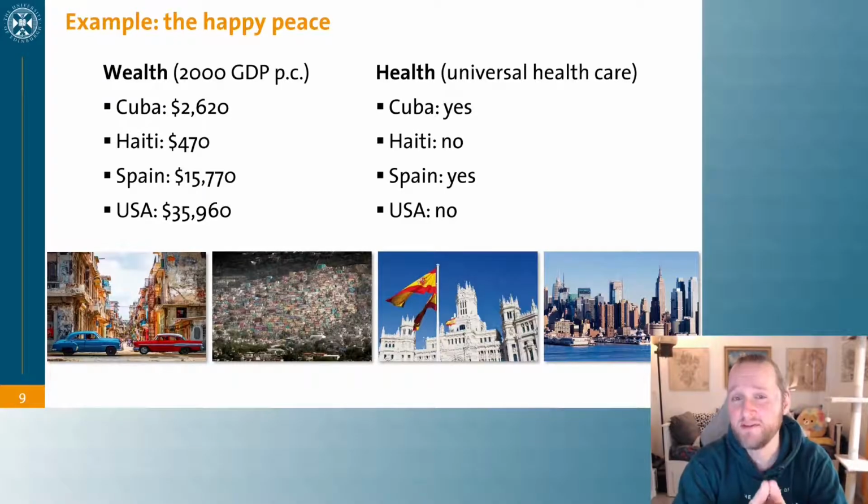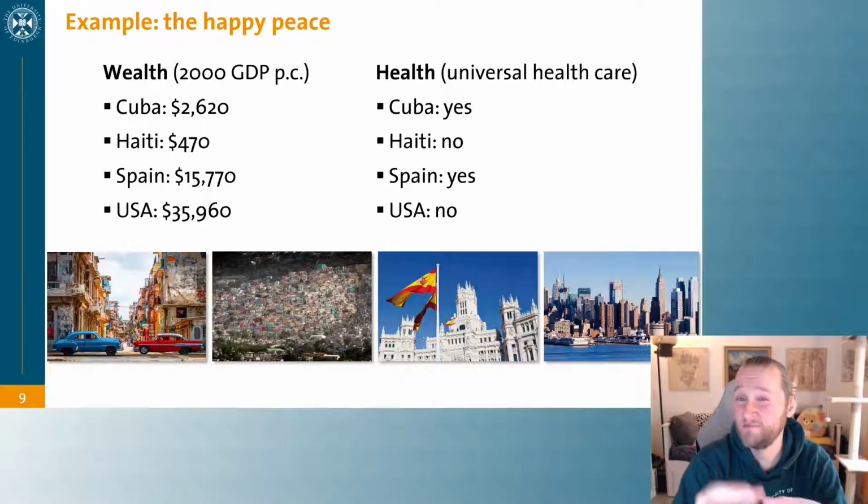If we look at the wealth variable, where do those countries end up? We clearly have 2 countries that are rather wealthy. That's Spain and the US, who have a high GDP per capita. And we have 2 countries that are clearly rather poor. That's Cuba and Haiti, with GDPs of under $3,000 and even under $500 per capita per year.